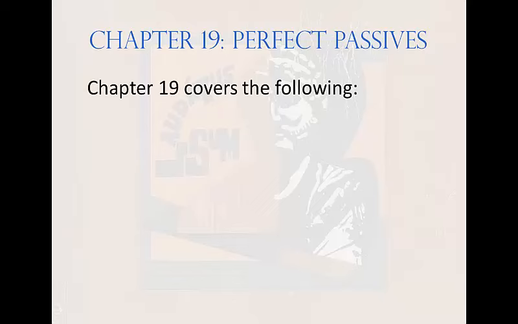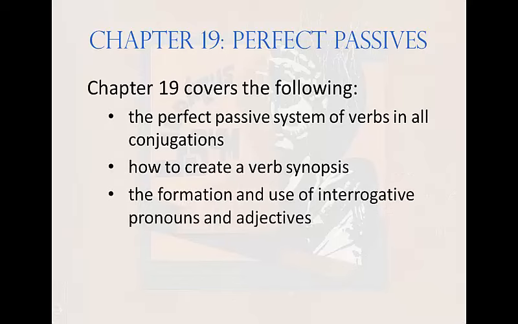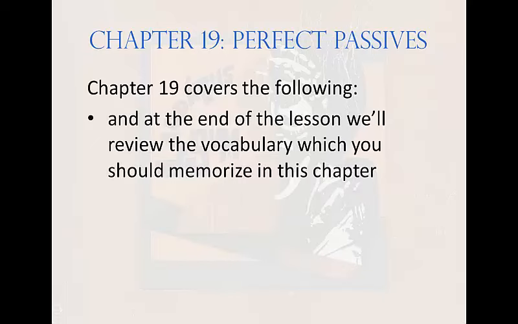Chapter 19. Perfect Passive Verbs. Chapter 19 covers the following: the perfect passive system of verbs in all conjugations, how to create a verb synopsis, the formation and use of interrogative pronouns and adjectives, and how to distinguish interrogative and relative forms. As usual, at the end of the lesson, we'll review the vocabulary which you should memorize in this chapter.